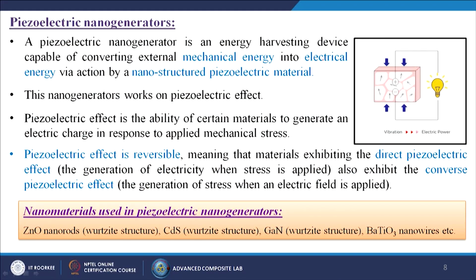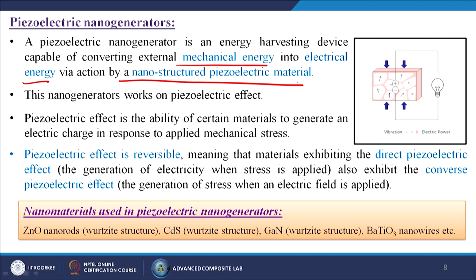Now, we are going to discuss one by one. As I told already, first is the piezoelectric nanogenerator. A piezoelectric nanogenerator is an energy harvesting device capable of converting external mechanical energy into electrical energy by the action of a nanostructured piezoelectric material. These nanogenerators work on the piezoelectric effect. A piezoelectric material has one capability: if we give load or pressure from one side, then on the other side it can generate electricity.